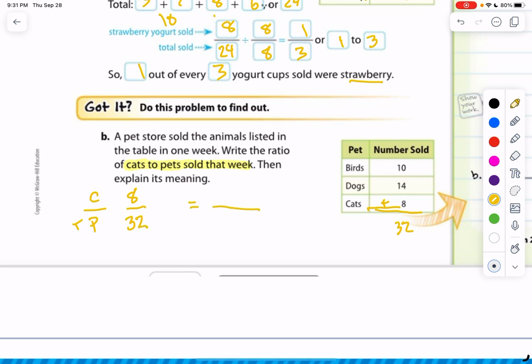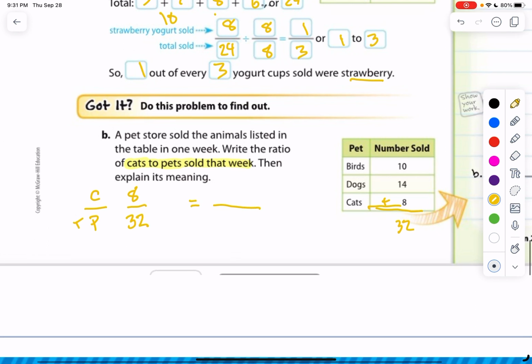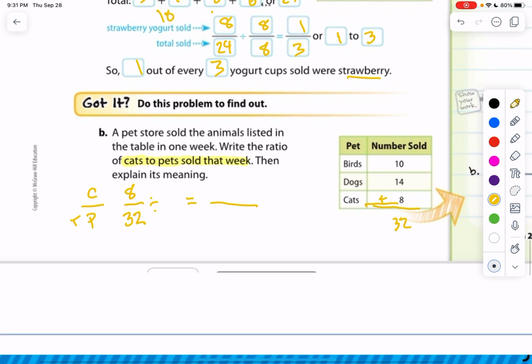Let's reduce that to simplest terms. 8 and 32 are both divisible by 8. 8 divided by 8 is 1. 32 divided by 8 is 4. So for every one cat sold, 4 pets in all were sold.